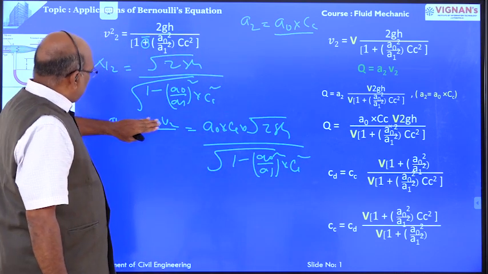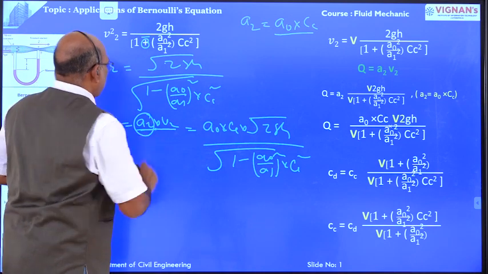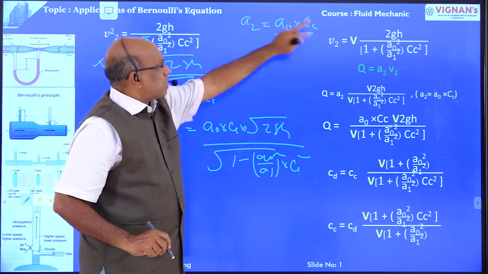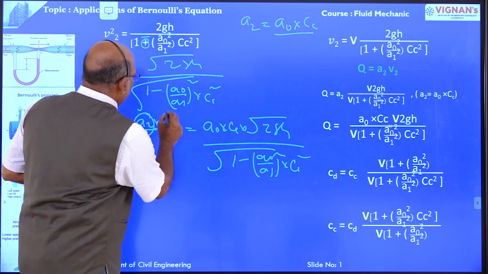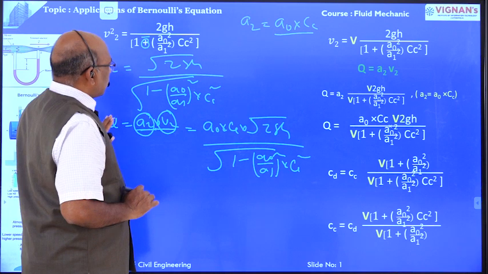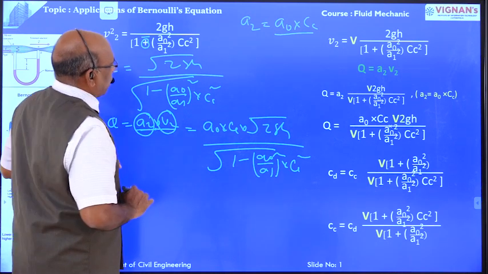Discharge Q is equal to A2 V2. In place of A2 we have taken A0 into CC, which we already derived in the last slide. In place of V2 we have taken this value. For the determination of discharge Q, this is the relation.